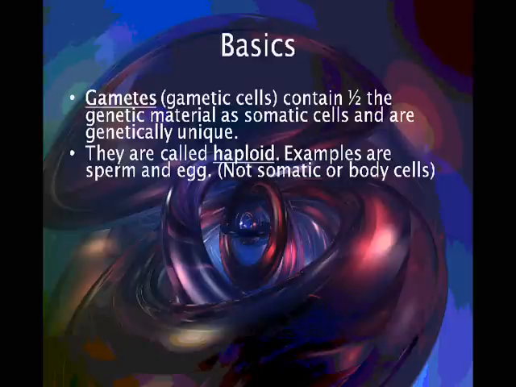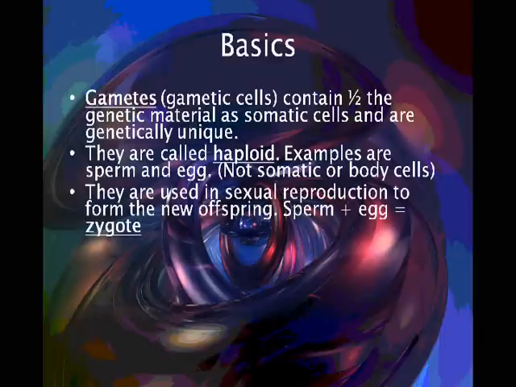The gametes are haploid, which means that they only have one copy of the genetic information, as opposed to our body cells, which are diploid, meaning they have two copies of all of the genetic information. These gametes are used only in sexual reproduction. The fusion of a sperm and an egg creates a zygote, which will then develop into the offspring.